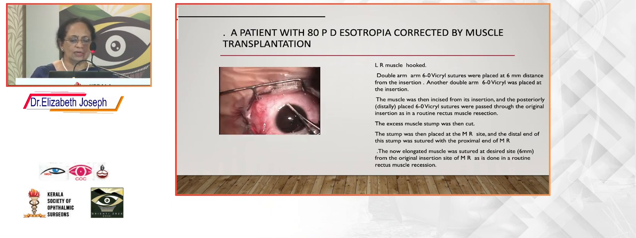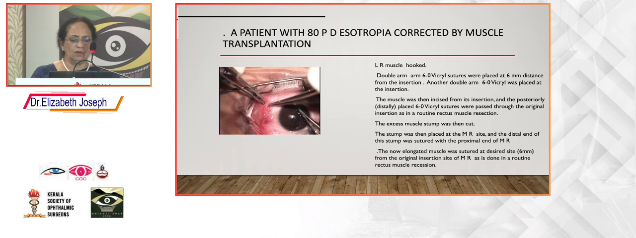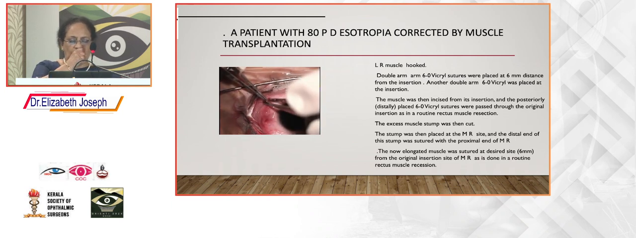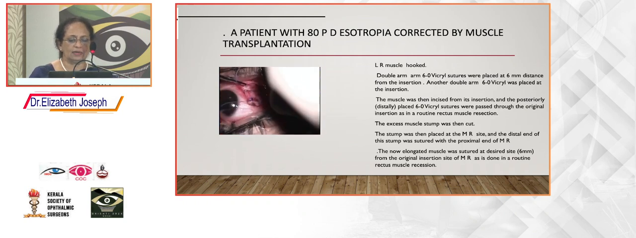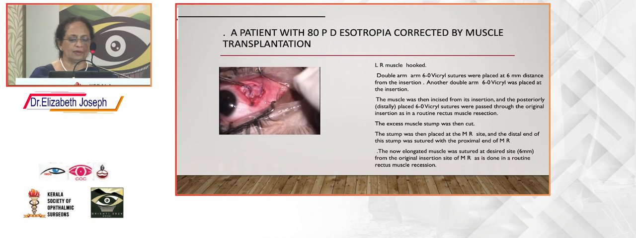Then I close the conjunctiva with glue. Nowadays we don't do any suturing of the conjunctiva. We use fibrin glue to close the conjunctiva. And now we have done a resection of the lateral rectus, and we have a piece of the lateral rectus that is transferred to the medial rectus.